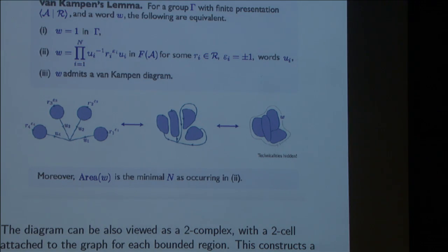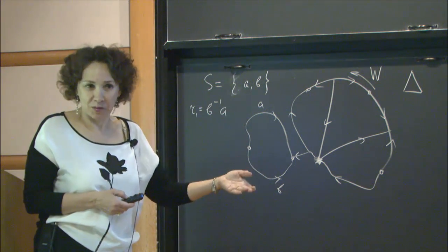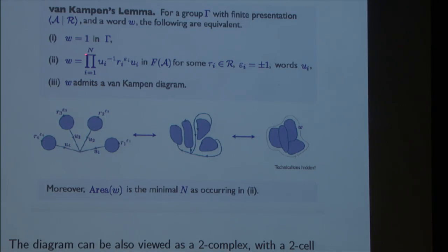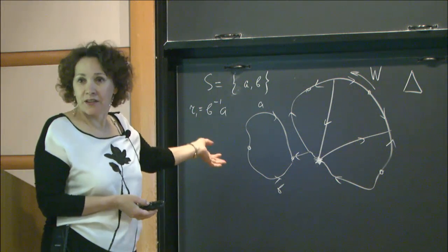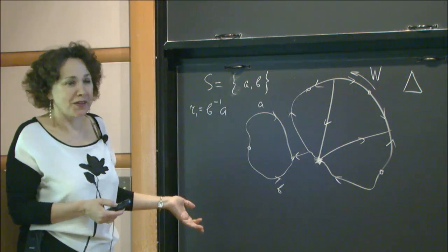Conjugates of relations and their inverses are needed to show that this word belongs to the normal subgroup generated by the relations. So the word W lives in the free group, but it belongs to the normal subgroup generated by relations, so it can be represented like this. The area of the word is a minimal number n, or we can say it is the minimal number of bounded regions in a diagram corresponding to this word. So in some sense, it is an area.